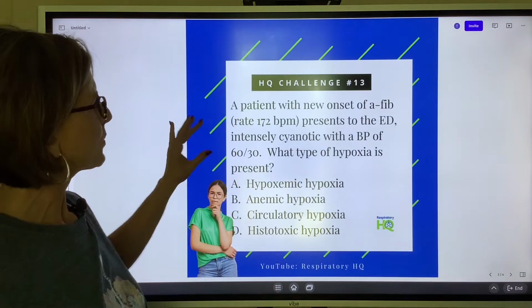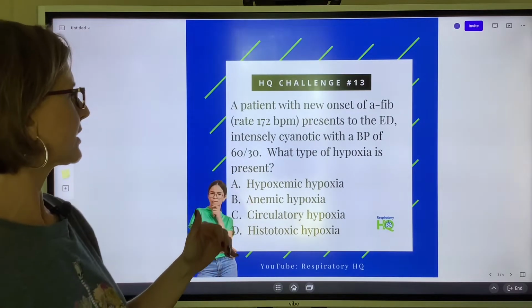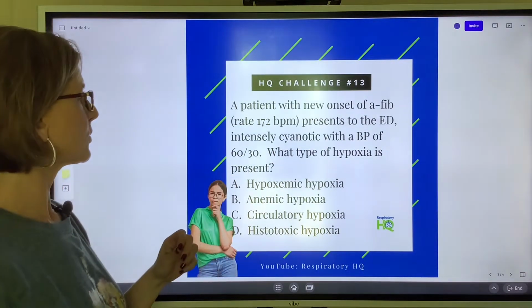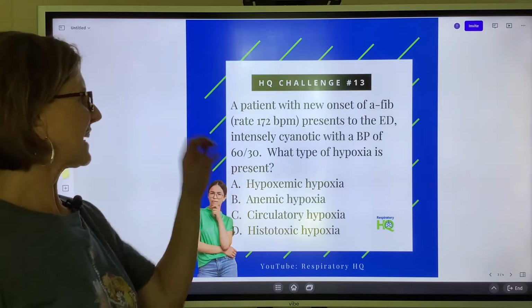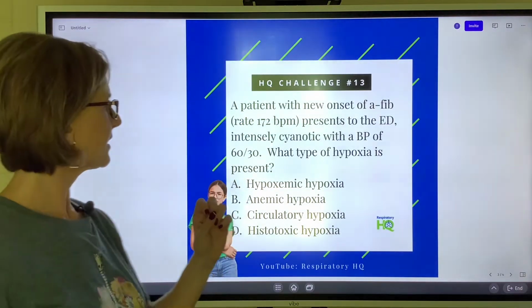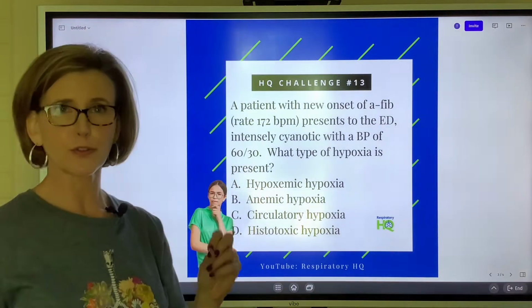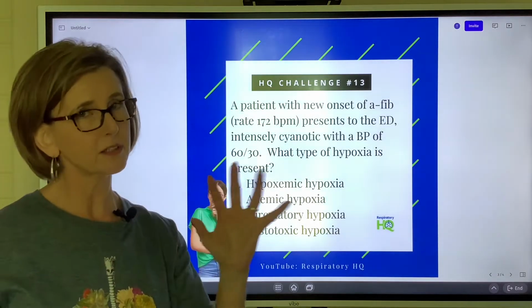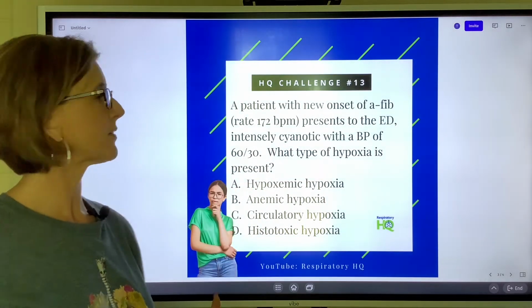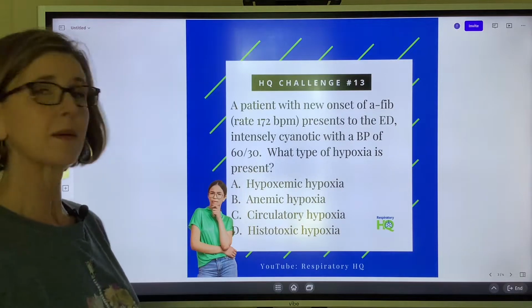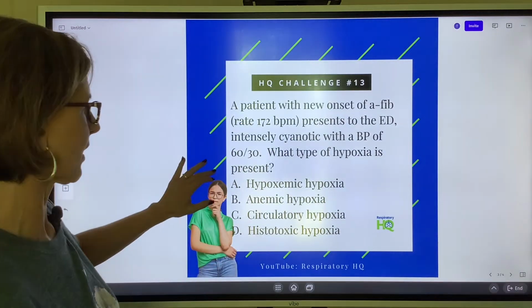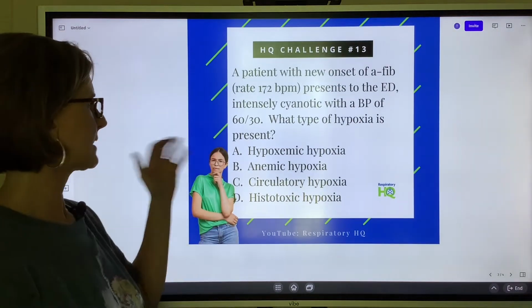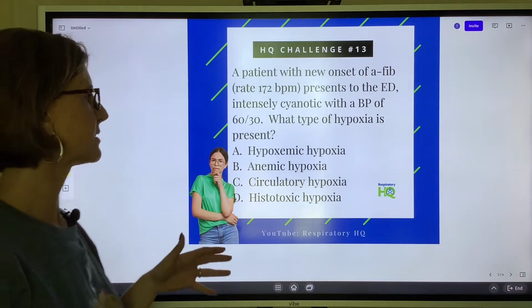So we have a patient with a new onset of atrial fibrillation, the rate's 172, that presents to the ED intensely cyanotic with a BP of 60/30. Okay, so we can agree this person is probably going to have a degree of hypoxia. So what type of hypoxia is present? And we've got all four here: hypoxemic, anemic, circulatory, and histotoxic.